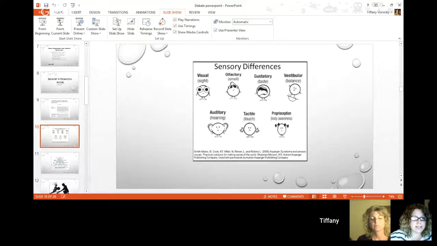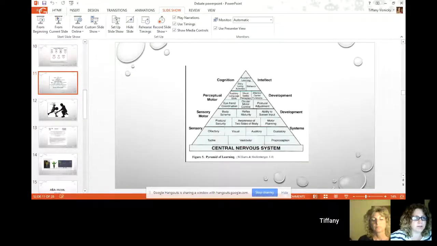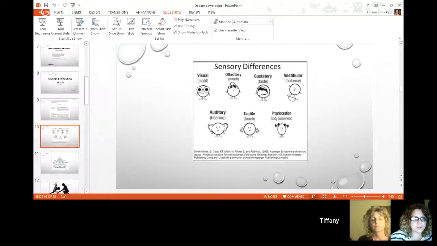So let's have a look at the next slide that demonstrates the pyramid of learning. So this impacts our sensory processing of learning. So there at the bottom, you see we have our central nervous system. So we've got our tactile, our sensory systems are at the bottom of this pyramid on that next slide. And at the bottom, it's like our foundation. So we need to have that foundation for the child to be successful in the academic environments, which are kind of the top of that pyramid.